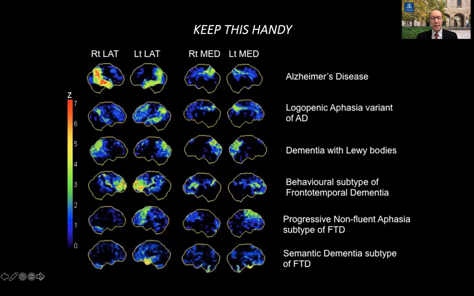Keep this handy. This is something that I showed in the first tutorial. It's the Neurostat 3D SSP demonstration of the patterns of hypometabolism that are characteristic of the various types of dementia. A very handy reporting aid. So print a copy and keep it handy, not only for doing these cases, but for your day-to-day reporting.